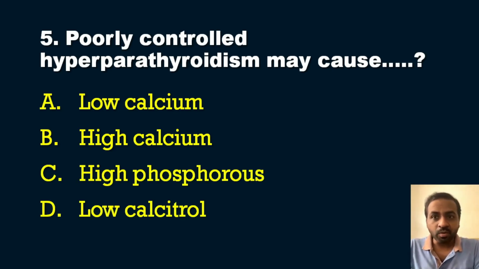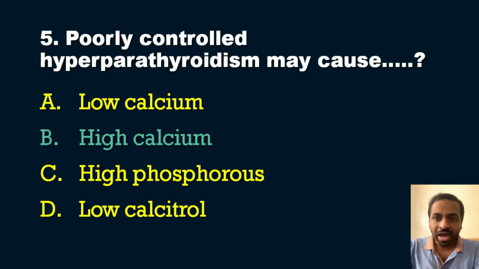Just think about what hyperparathyroidism is, what parathormone is, and what the role of parathormone is in our body. If you remember those things, you can answer this question very easily. So what is the answer? The answer for this question is option B, that is high calcium.